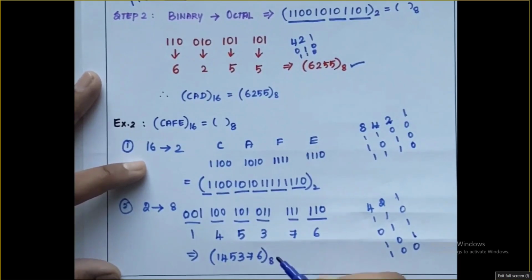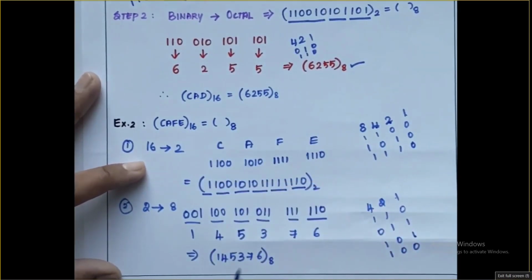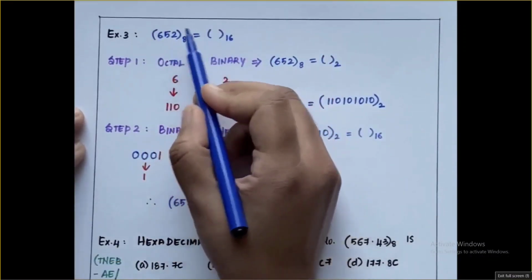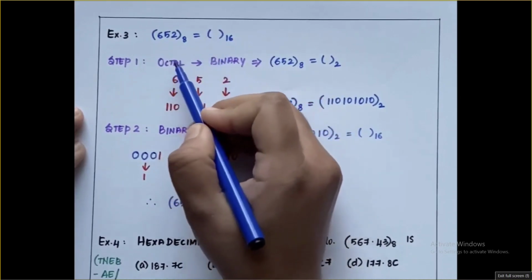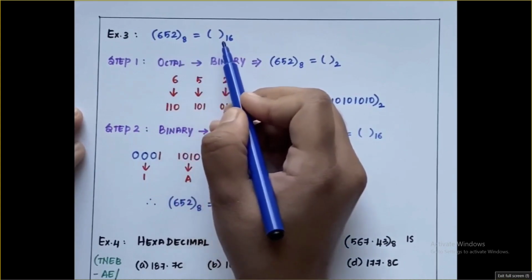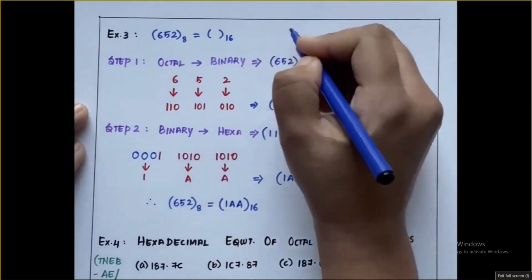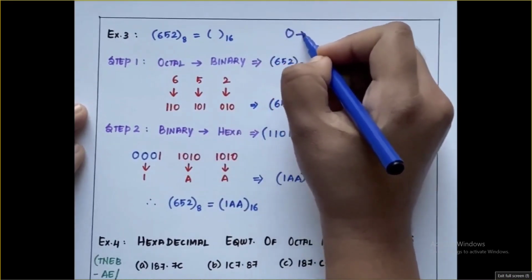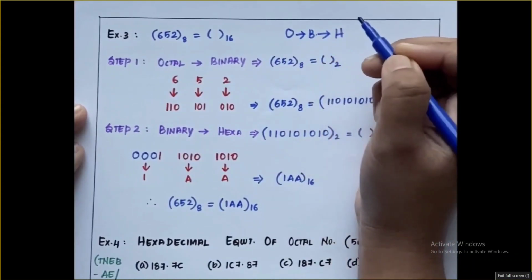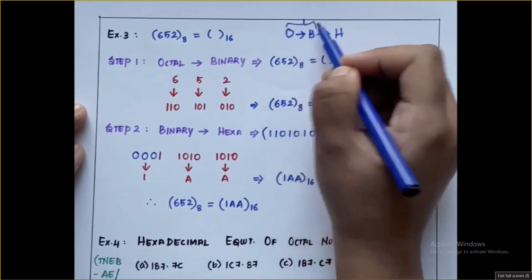So this is the procedure to convert given hexadecimal number into its equivalent octal number. So the next conversion is converting an octal number into its equivalent hexadecimal number, that is base 8 to base 16. So for this conversion, again we need to follow 2 steps, which is converting octal to its equivalent binary first, and that binary is converted to its equivalent hexadecimal. So this is the procedure. Now let us solve an example following this technique.